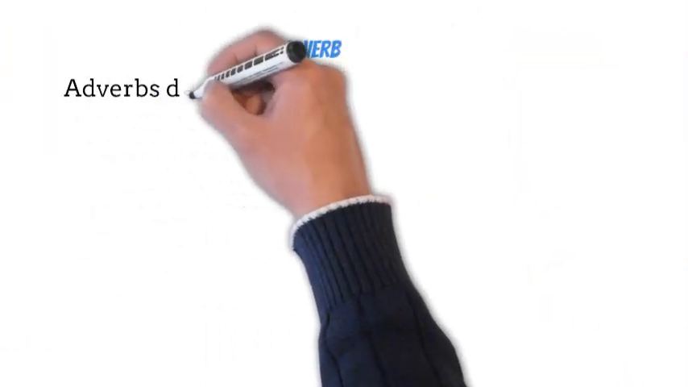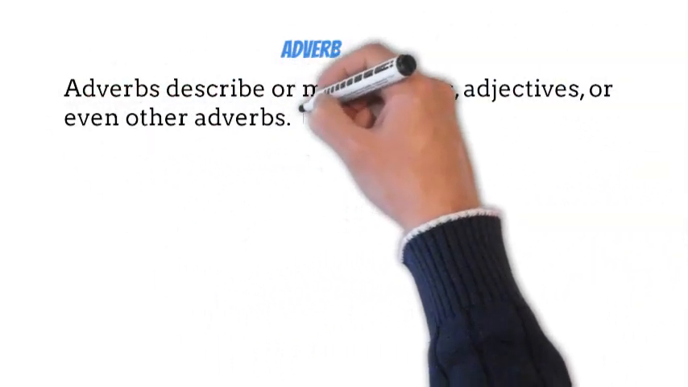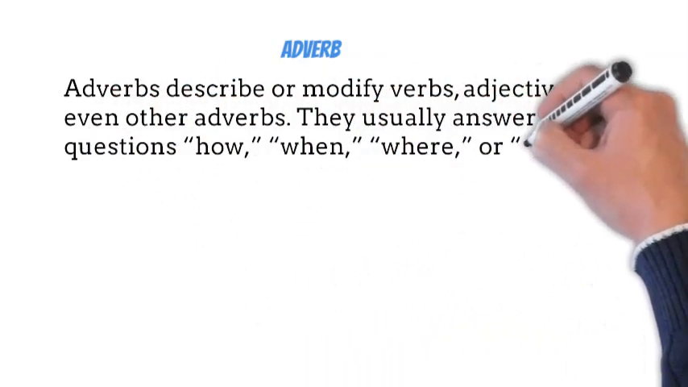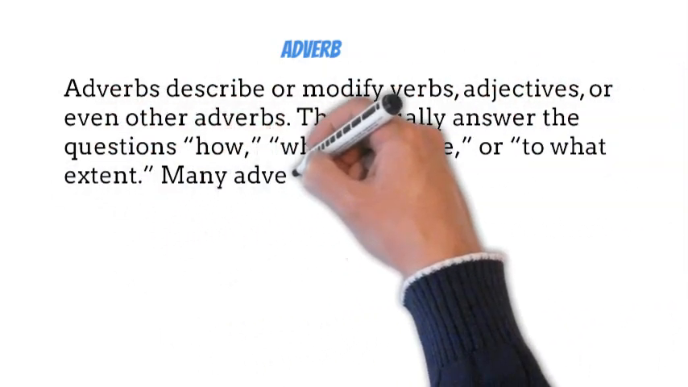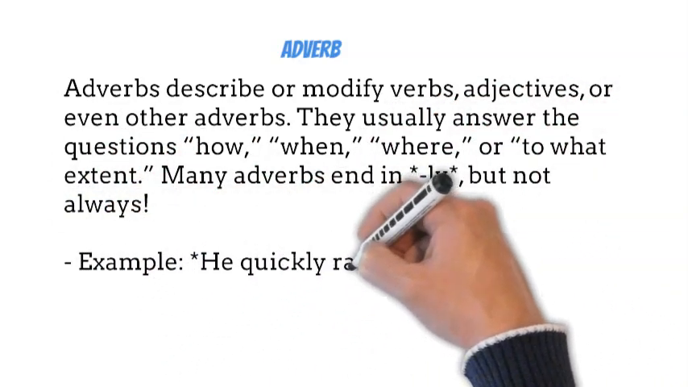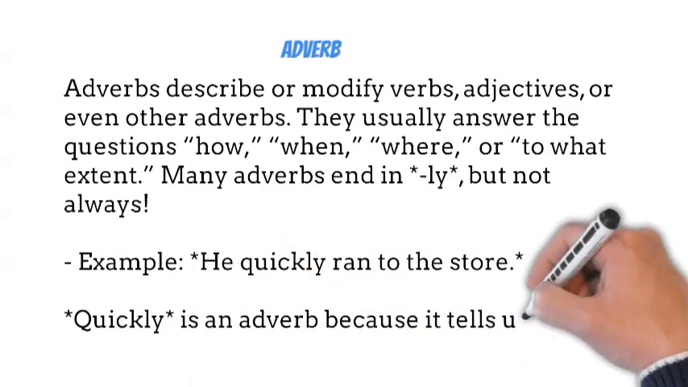Adverb. Adverbs describe or modify verbs, adjectives, or even other adverbs. They usually answer the questions how, when, where, or to what extent. Many adverbs end in ly, but not always. Example, he quickly ran to the store. Quickly is an adverb because it tells us how he ran.